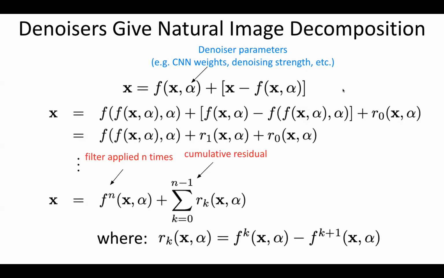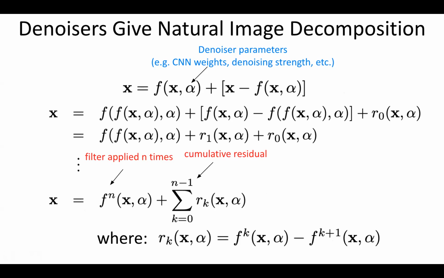And I can, again, repeat this process. So here I'm repeating this process. And so finally, after n steps, I write x as f applied n times, and then an accumulation of residuals, k equals 0 to n minus 1, where the residual is just the difference of applying the denoiser k times minus applying the denoiser k plus 1 times.